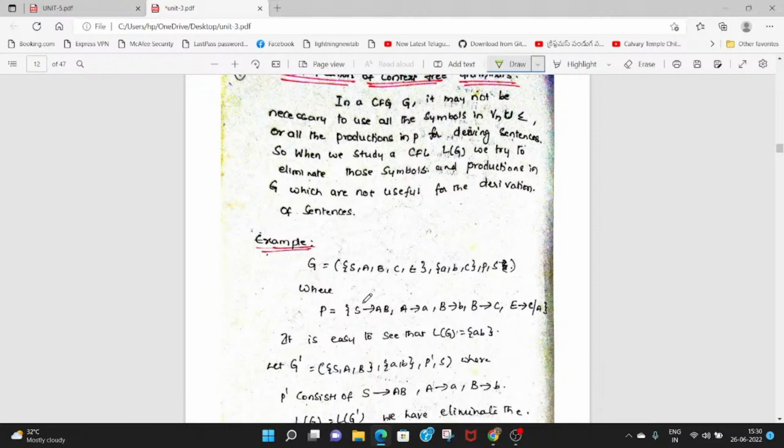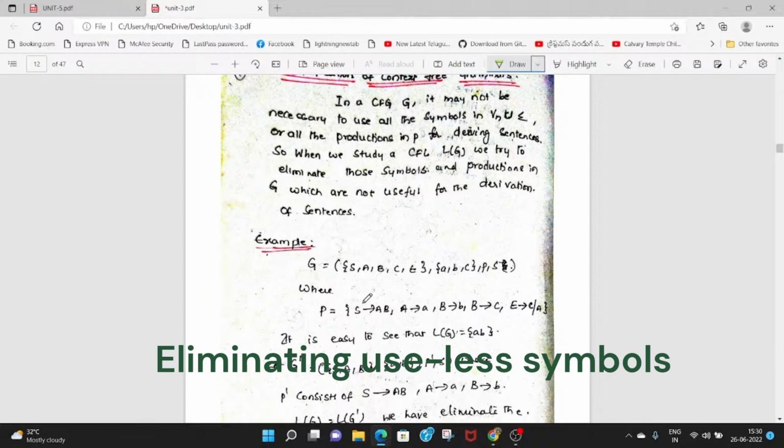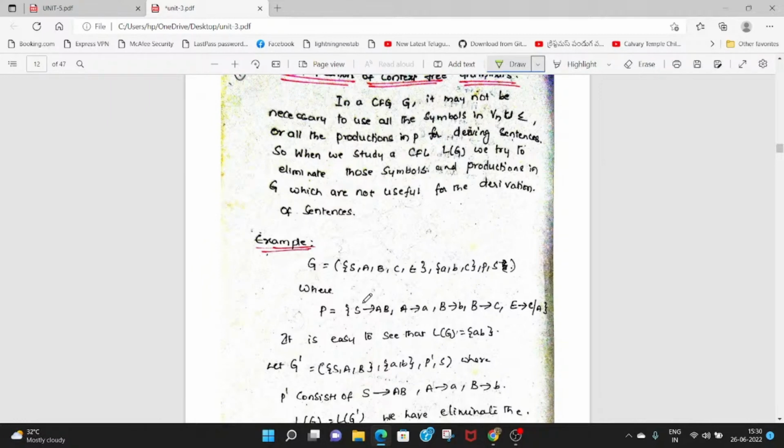So what do you mean by useless symbols? A useless symbol is a variable we have in our productions, but that variable is never derived anywhere in the grammar. You have some variables, but those variables are never used again in the grammar to derive something. Such variables are said to be useless symbols in a context-free grammar.